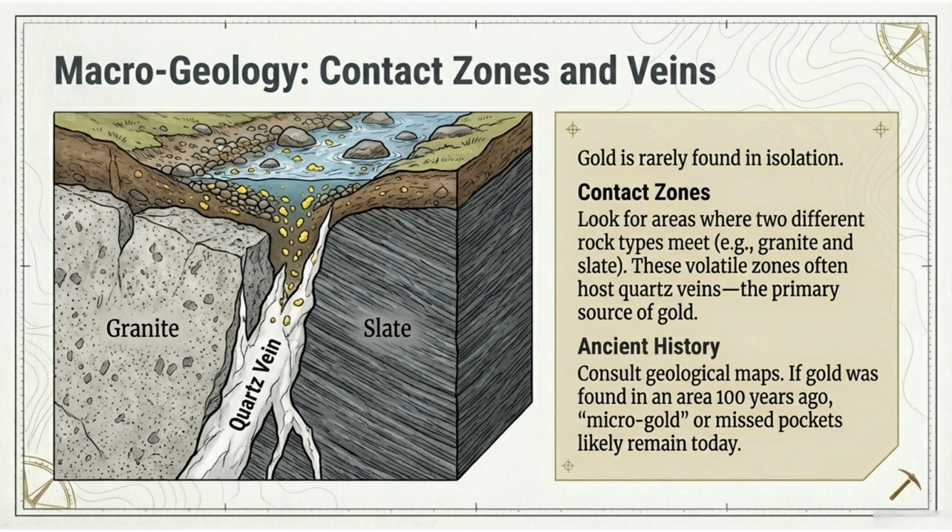Macrogeology. Contact zones and veins. Contact zones. Look for volatile zones where two different rock types, such as granite and slate, meet. Quartz veins. These zones often host quartz veins, which are the primary source of gold. Ancient history. Consult geological maps. If gold was found in an area 100 years ago, missed pockets or microgold likely remain today.